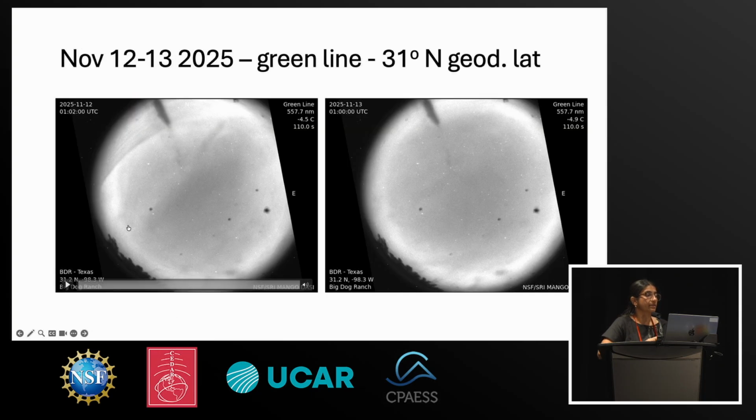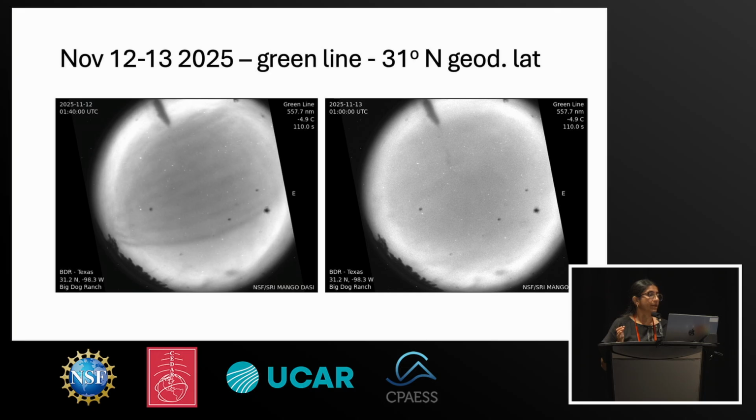The next event that I will not spend a lot of time on, November 12 and 13, 2025, there was also another minus 200 DST storm where we saw these, both green lines. The aurora in the red line was so strong that we didn't see anything bubble related. But if you look at the green line, what is unusual here is that you will, in a minute, see aurora in the north.